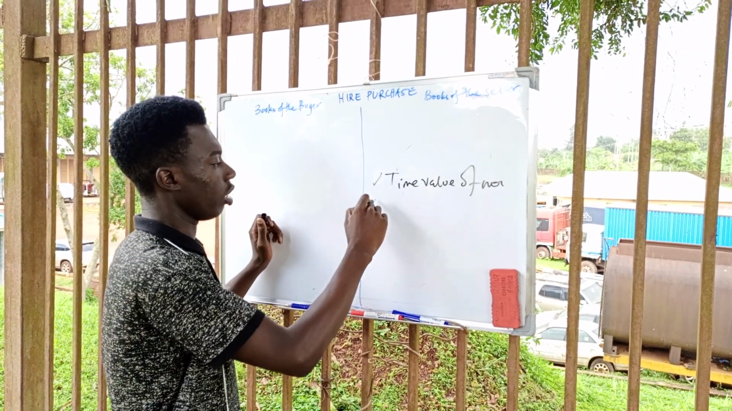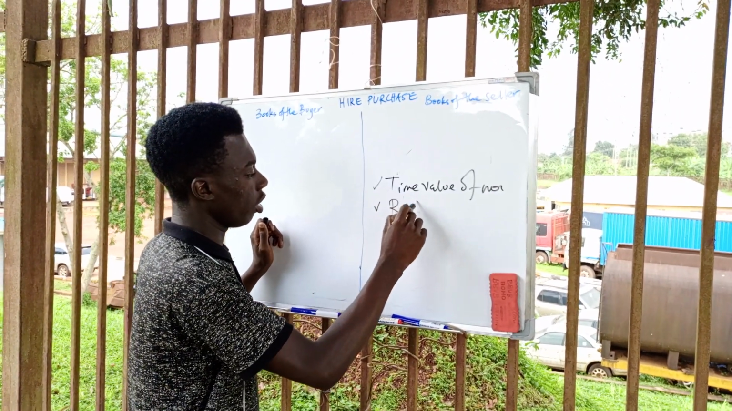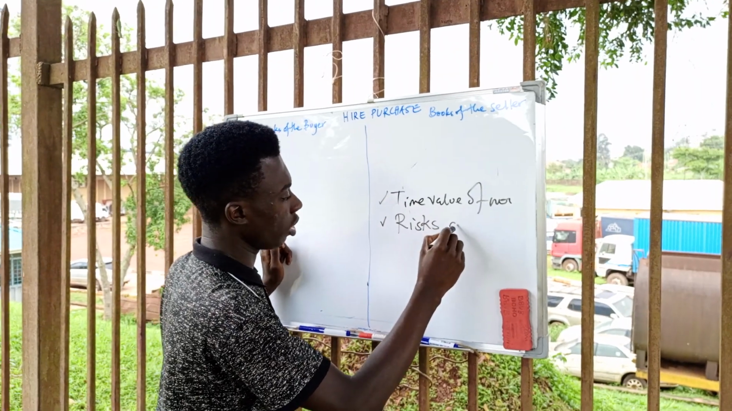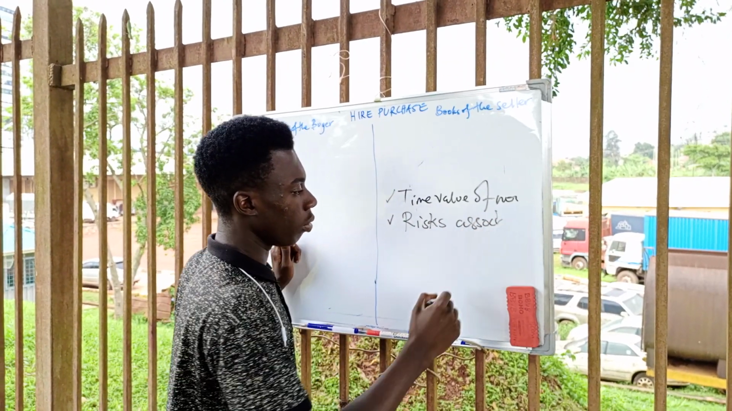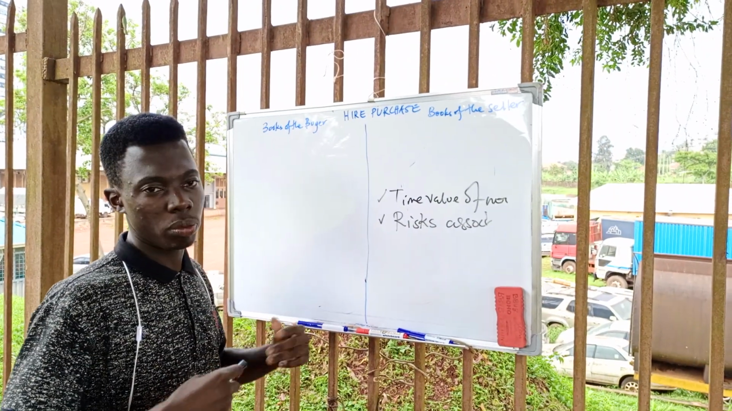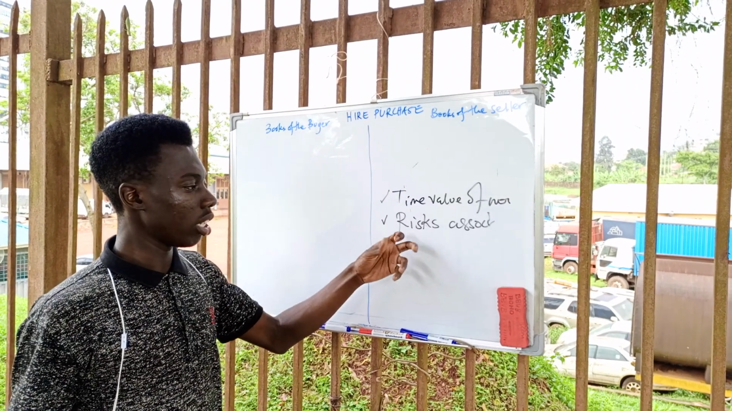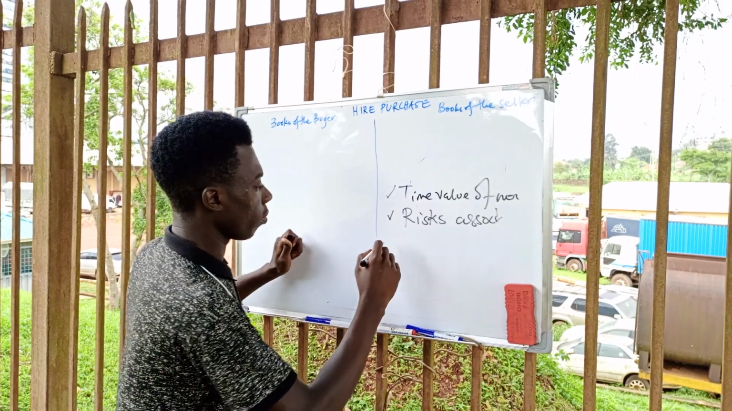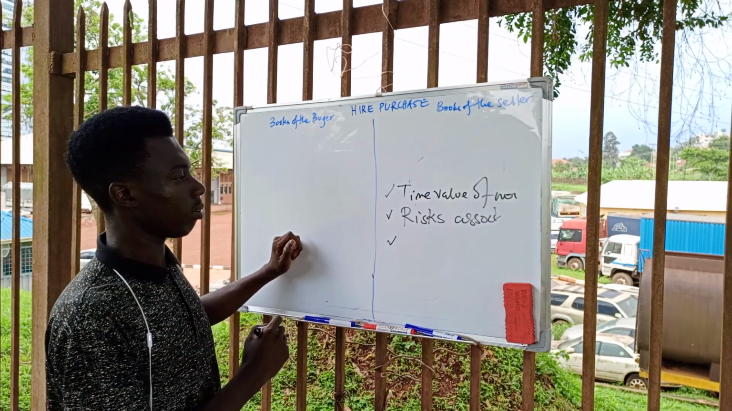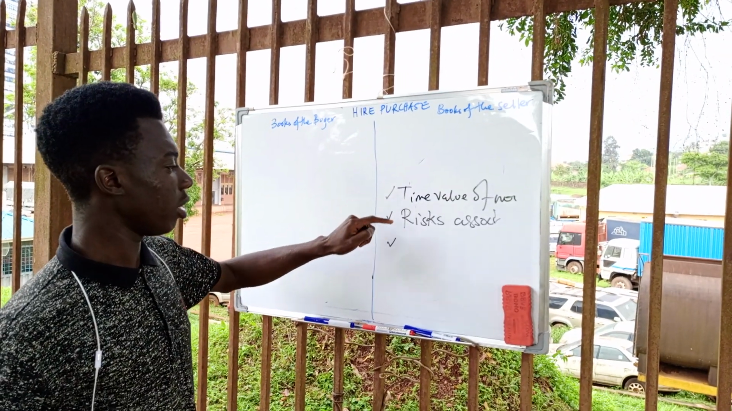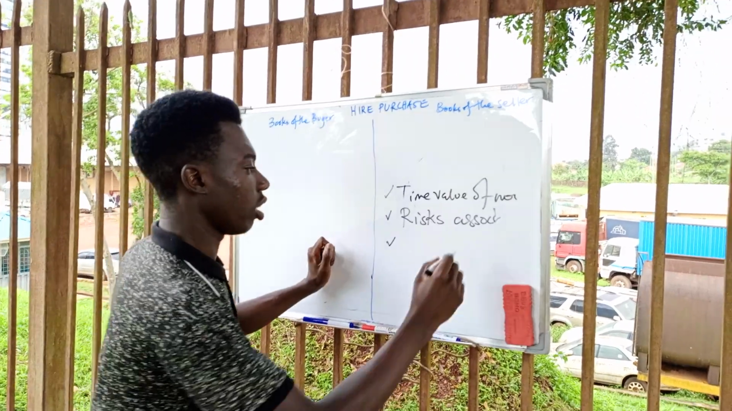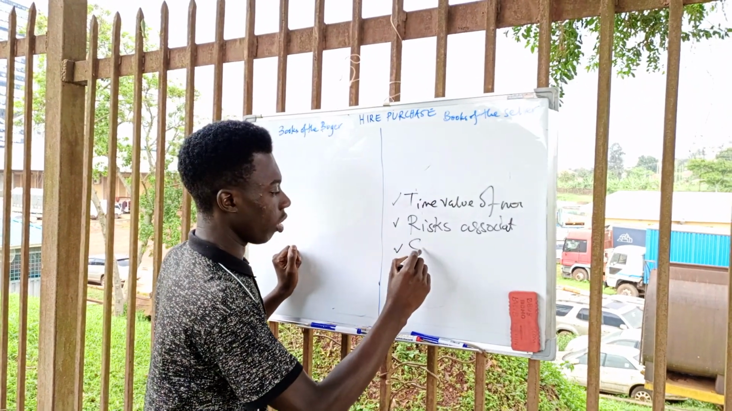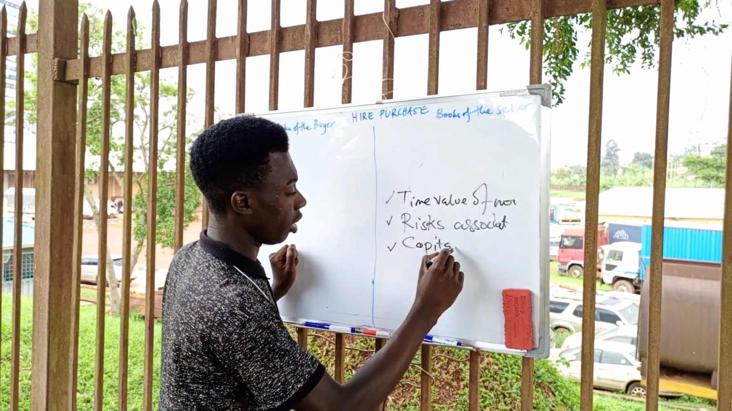Then secondly, you can look at the risks associated. Sometimes somebody may purchase an asset and fail to complete the payment. So to cater for those risks, the hire purchase price has to be high. Then the last reason we look at is the capital of the seller being tied up.